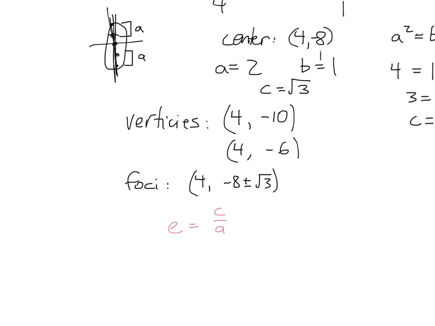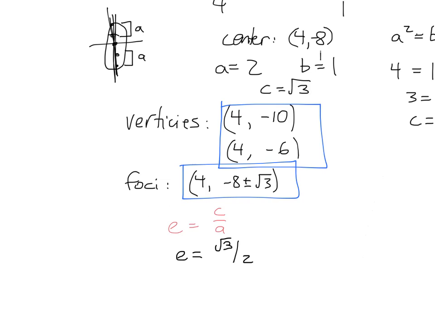So all we have to do is write e equals square root of 3 over 2. Because the square root's on top and not on the bottom, that's our final answer. So we have the vertices, the foci, and the eccentricity. There we go. That is pretty much the gist of lesson 8.2.